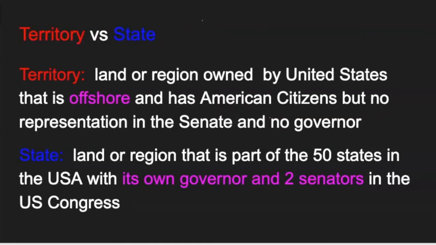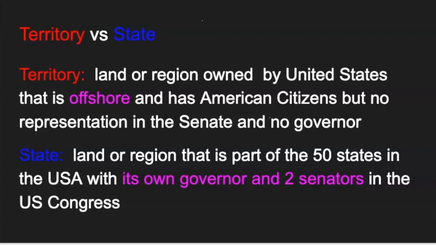A territory is the land or region that's owned by the United States that is offshore, meaning it's not part of the continental U.S., and has American citizens, but no representation in the Senate and no governor. A state is land or region that is part of the 50 states currently in the U.S. with its own governor and 2 senators in the U.S. Congress.